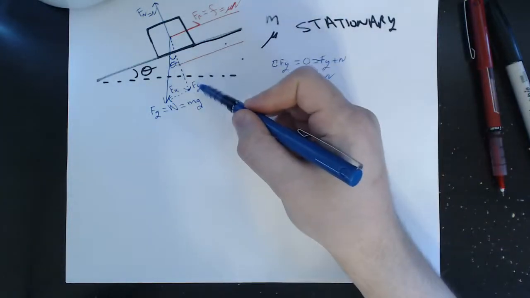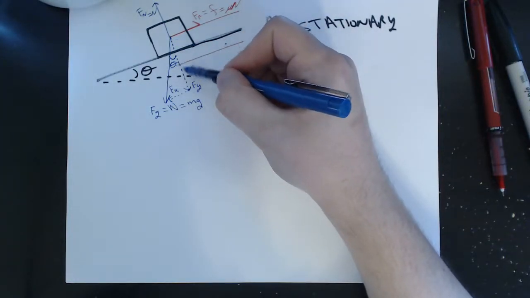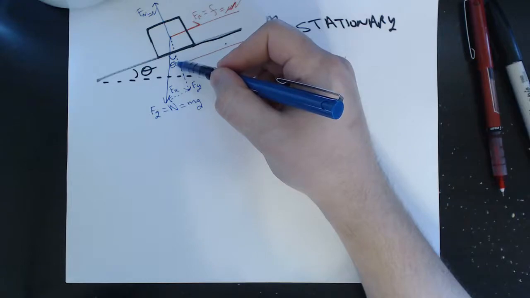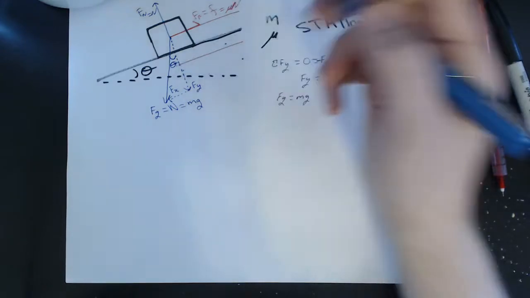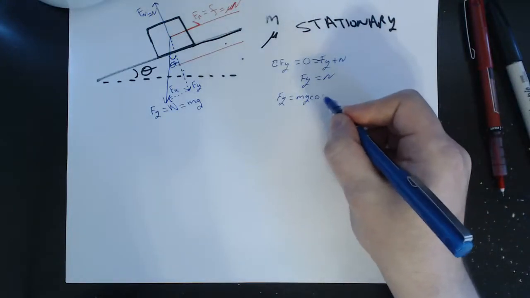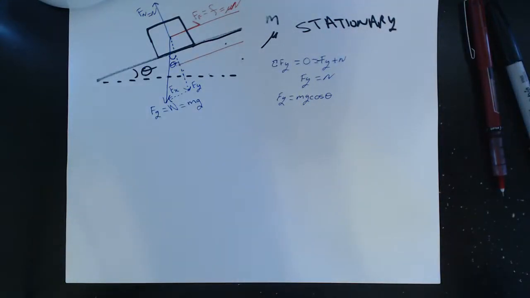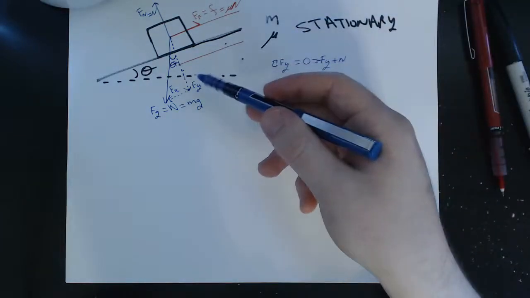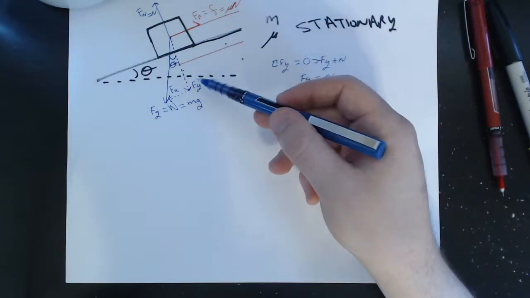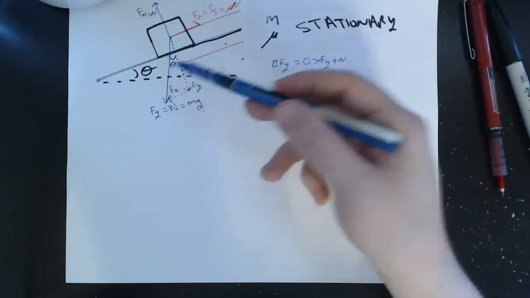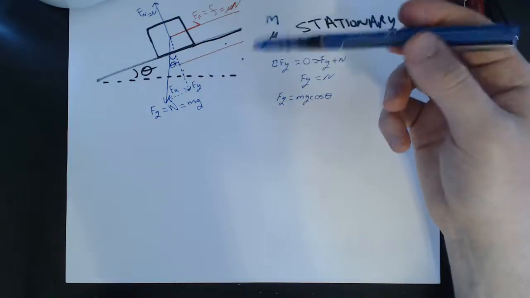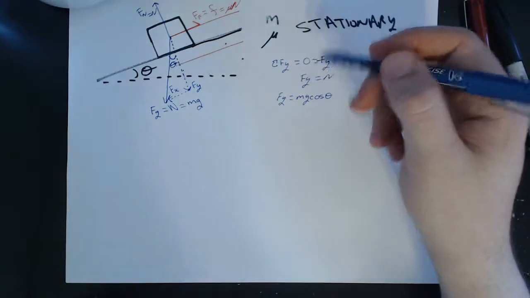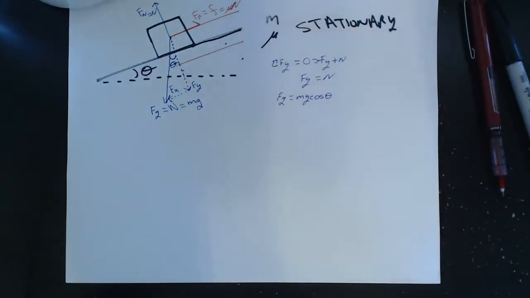Now, because this is Fy, and this component acts adjacent to this angle theta, not opposite, but adjacent, we're going to say that Fy is equal to mg cosine theta, right? Because cosine theta is adjacent over hypotenuse. Adjacent over hypotenuse would be Fy over Fg, and you rearrange a little bit, you get Fy equals mg cosine theta.